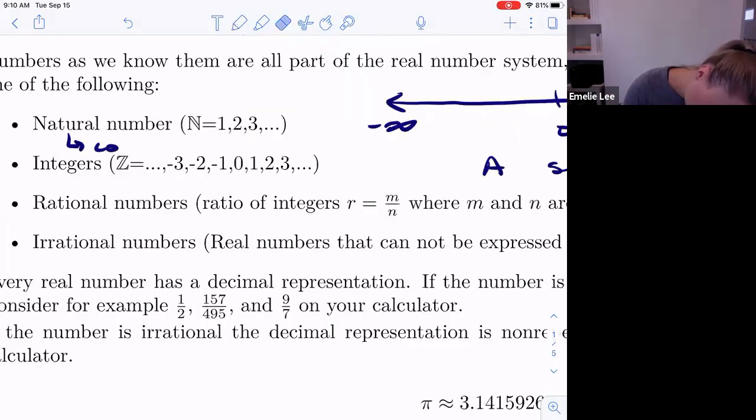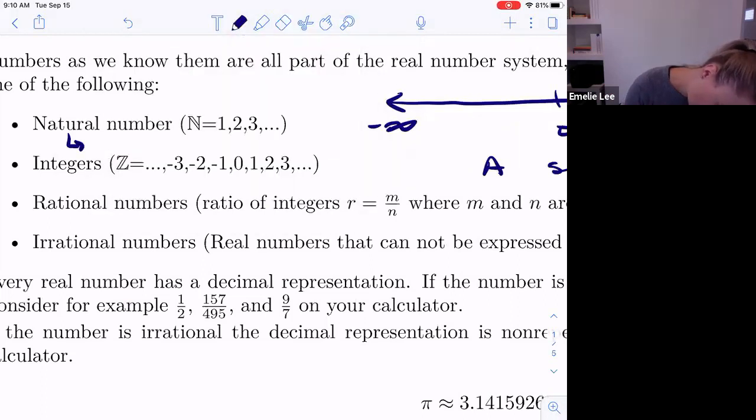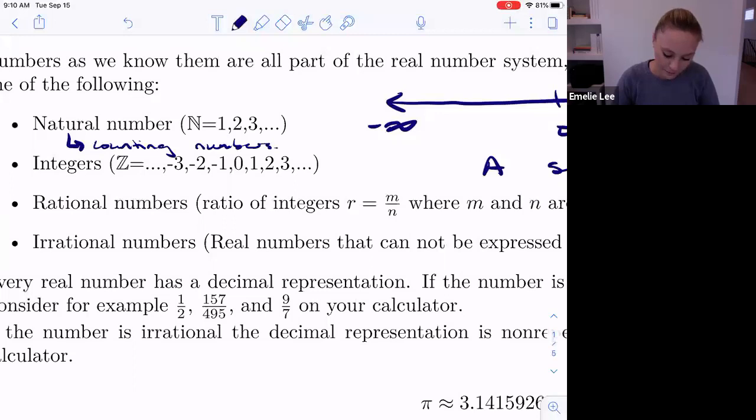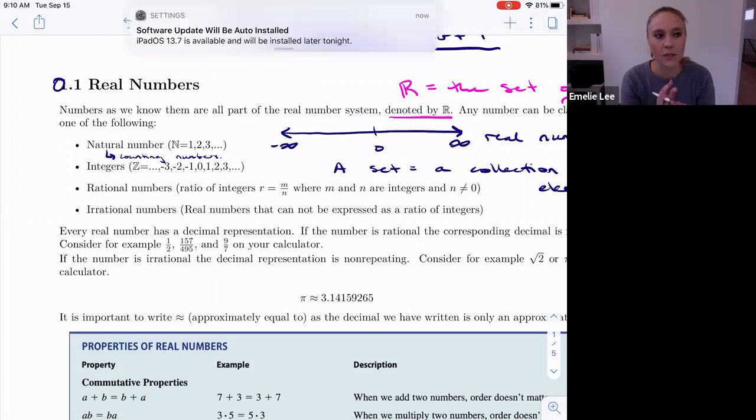I can make it a little bit thinner here because I zoomed in. The counting numbers. I guess there's some debate: is 0 a natural number, yes or no? We'll say it's not. If you include it, that's totally fine. But just know that the natural numbers are your counting numbers.